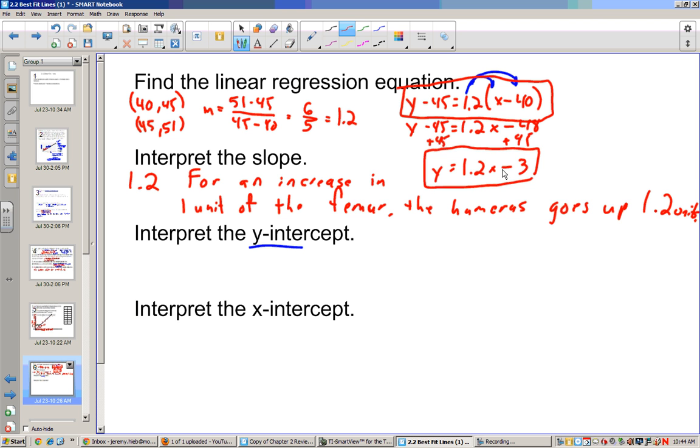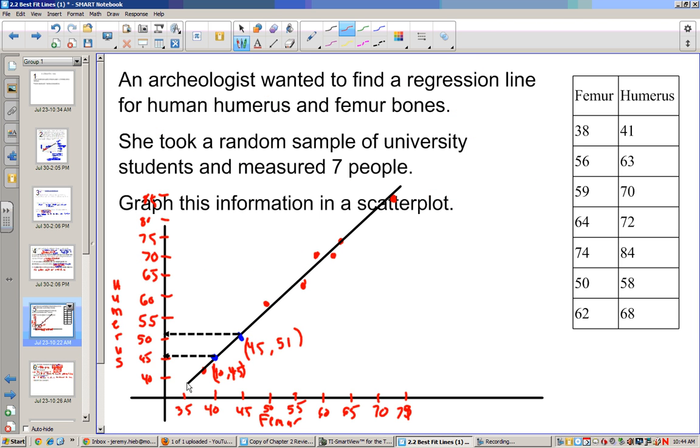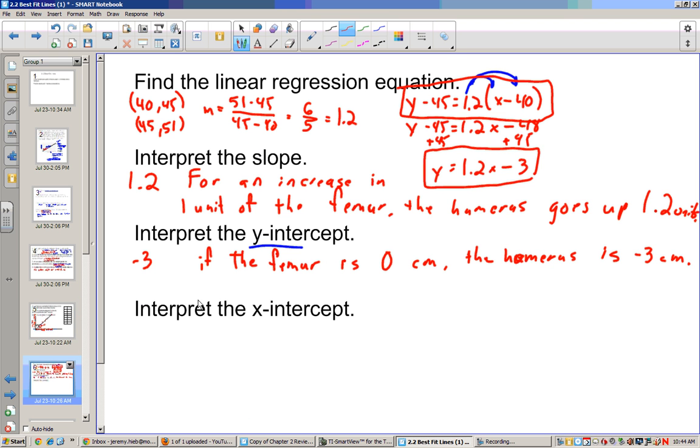Now, the y-intercept, that's minus 3. So if the femur is 0 centimeters, the humerus is negative 3 centimeters, which doesn't make any sense in this context. So we would never draw this graph all the way down to 0 because the data is good only in that range.